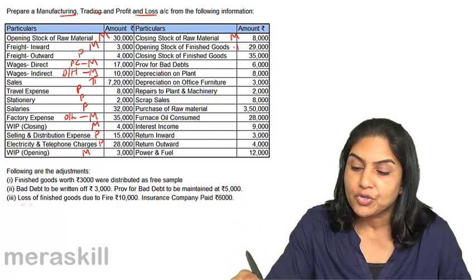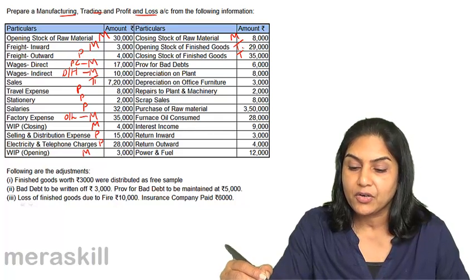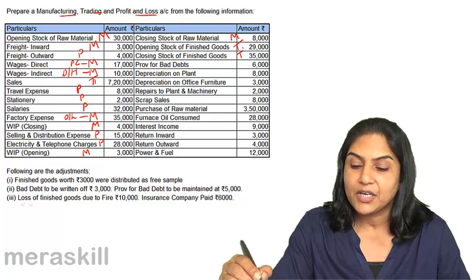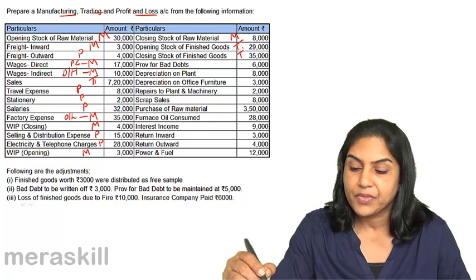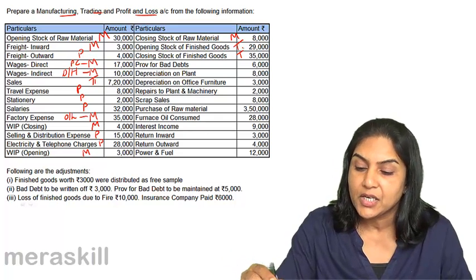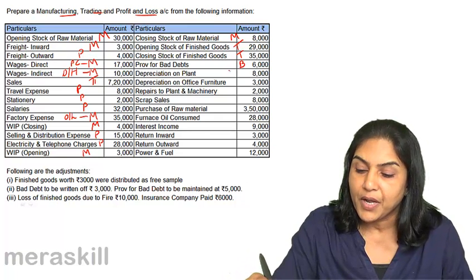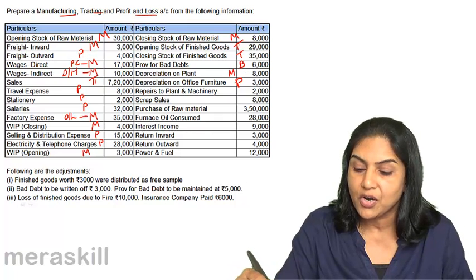Opening stock of finished goods will go to the trading account, and closing stock will also go to the trading account. Closing stock will go to the credit side and opening stock to the debit side of the trading account. Provision for bad debts should go to our balance sheet. Depreciation on plant will go to manufacturing, on office furniture will go to profit and loss account.